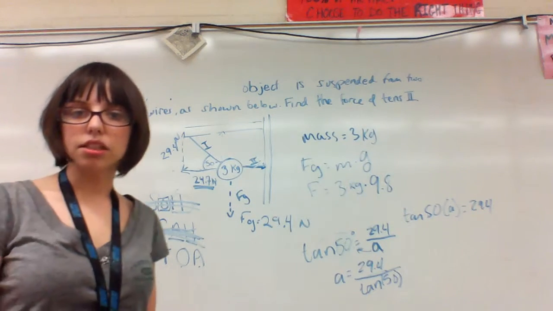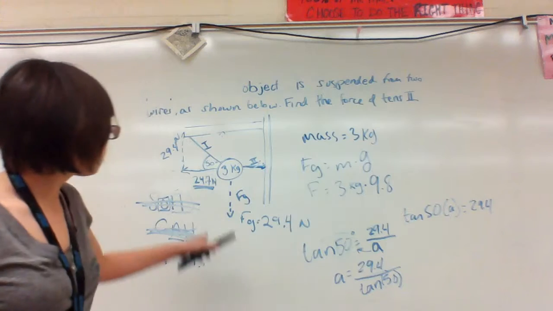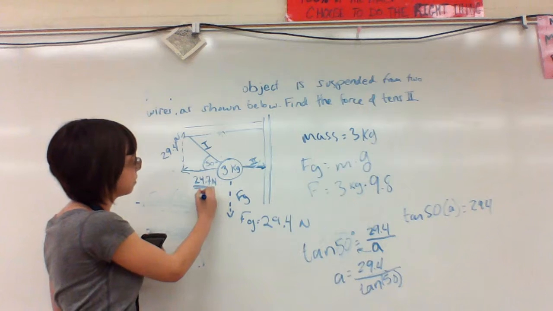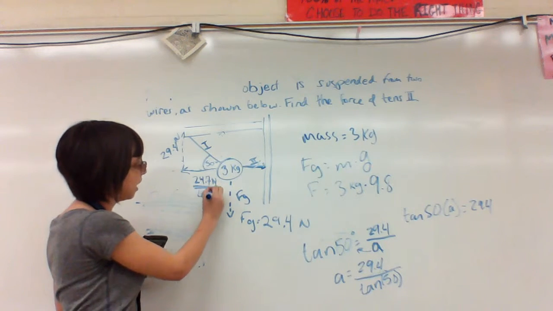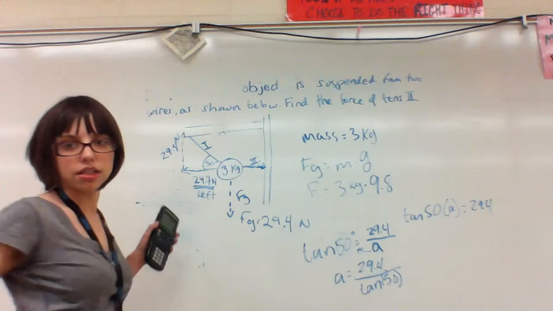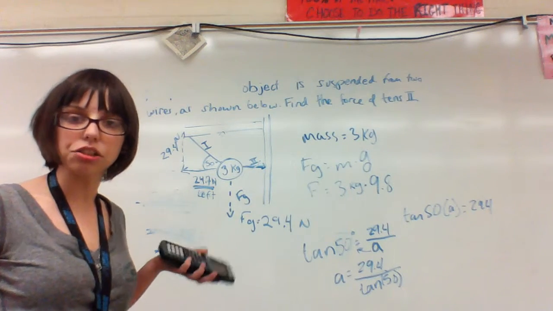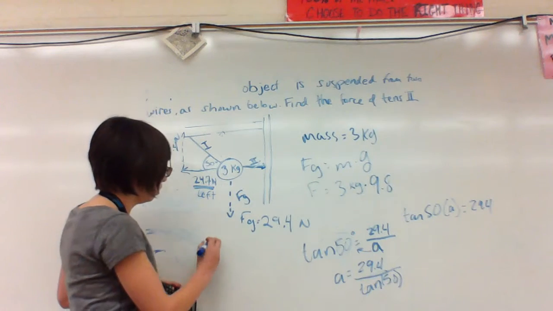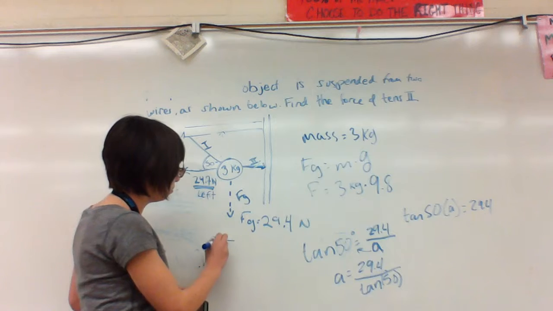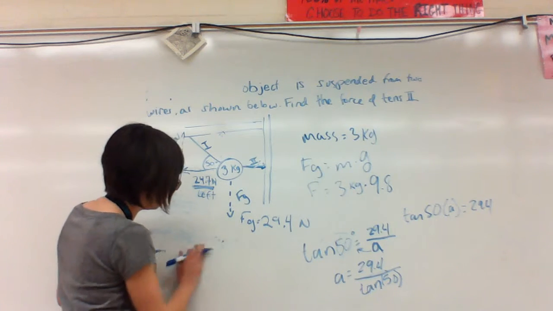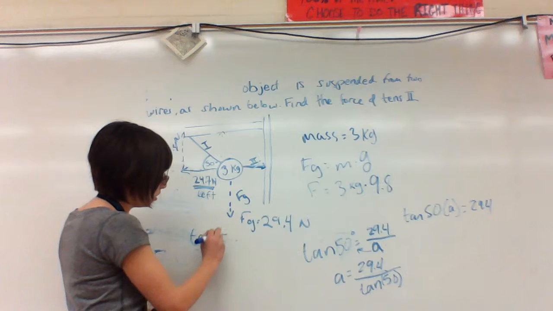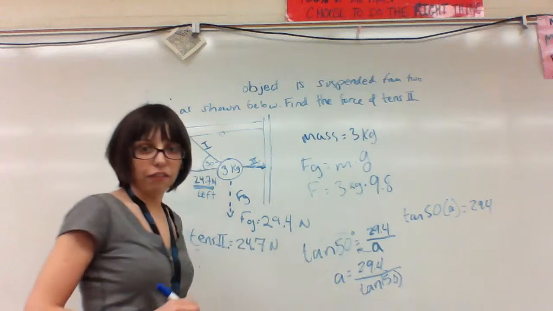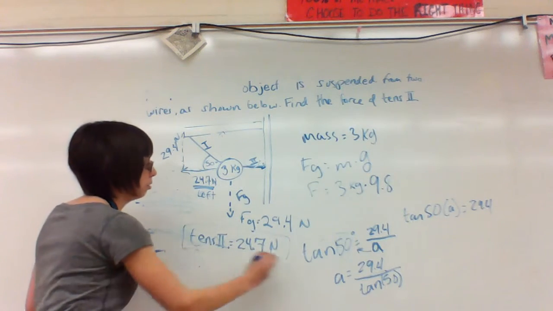I was asked, what is the tension of 2? This wire is pulling 24.7 newtons to the left. So your answer, because this thing's at rest, and again, let me stress that this thing's at rest, you know every force has to be balanced out by its counterpart. You're going to end up with the force on tension 2 is also going to be 24.7 newtons.